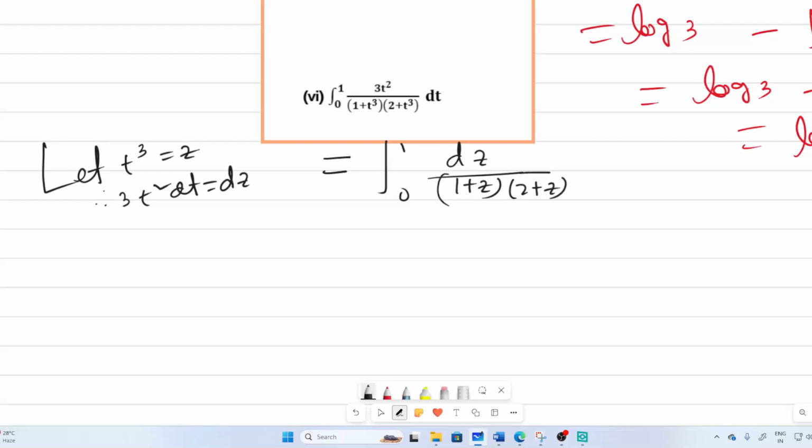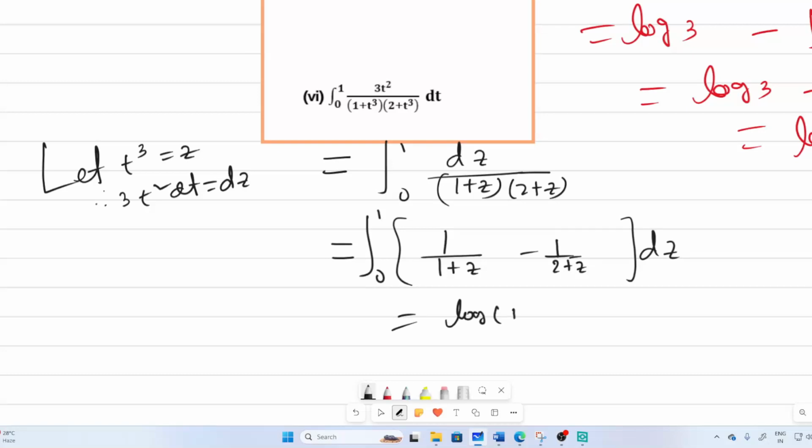Some of you might have done this one without partial fraction. In fact, when two consecutive terms are there in the denominator, you can do it without using partial fraction. You can write this as 1 by 1 plus z minus 1 by 2 plus z, with the integration sign and upper limit, of course, dz. So first the integral is log 1 plus z minus log 2 plus z.